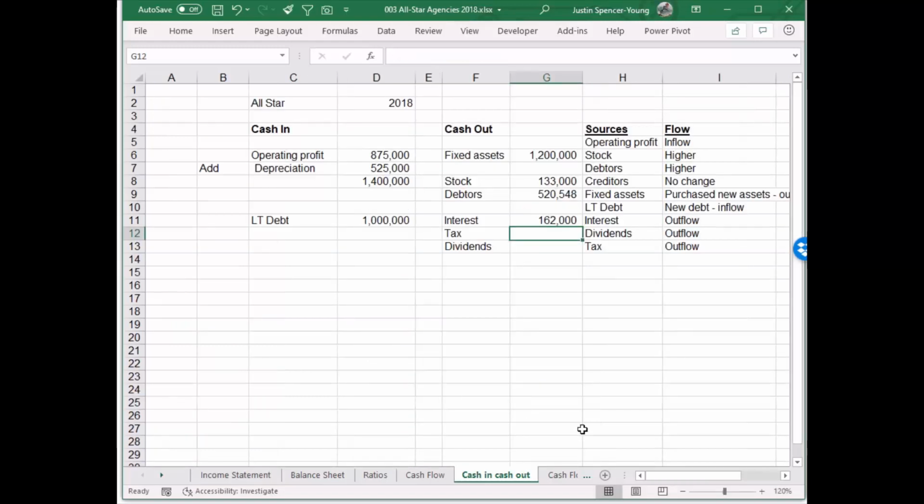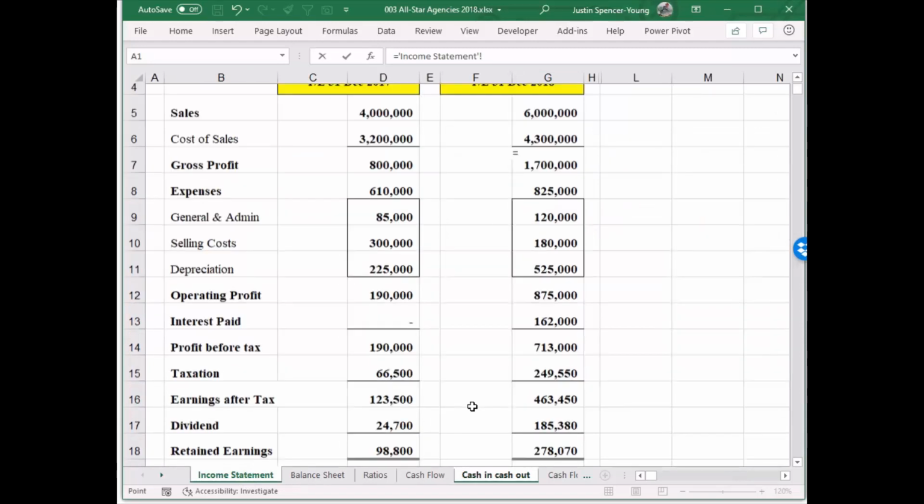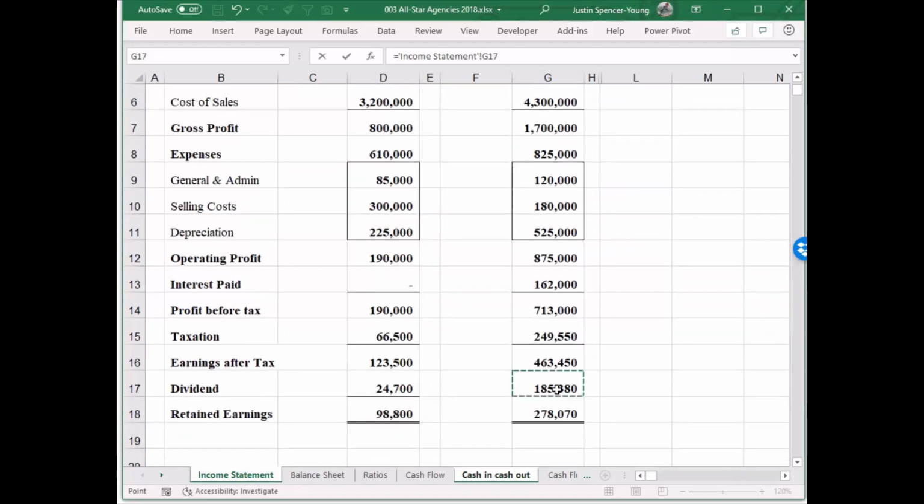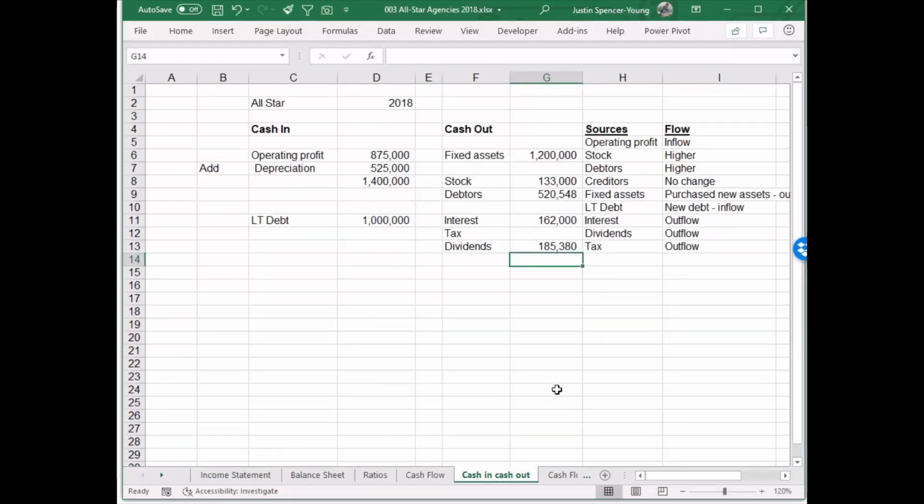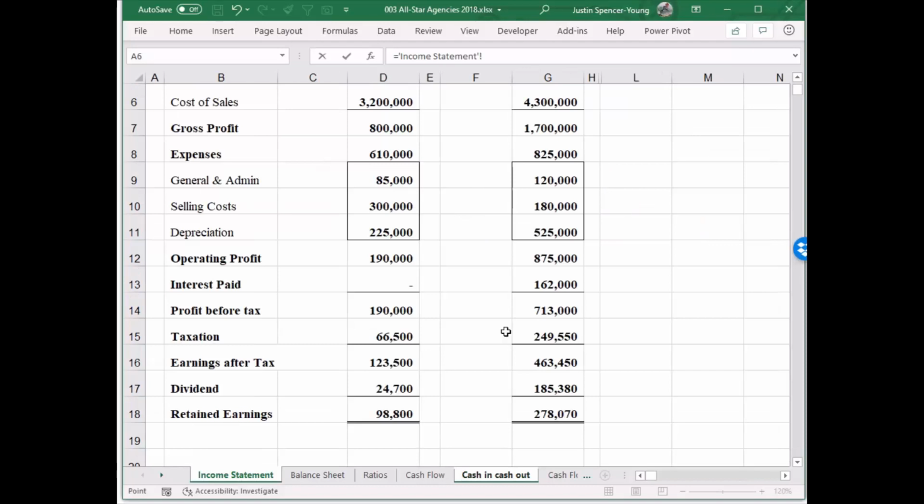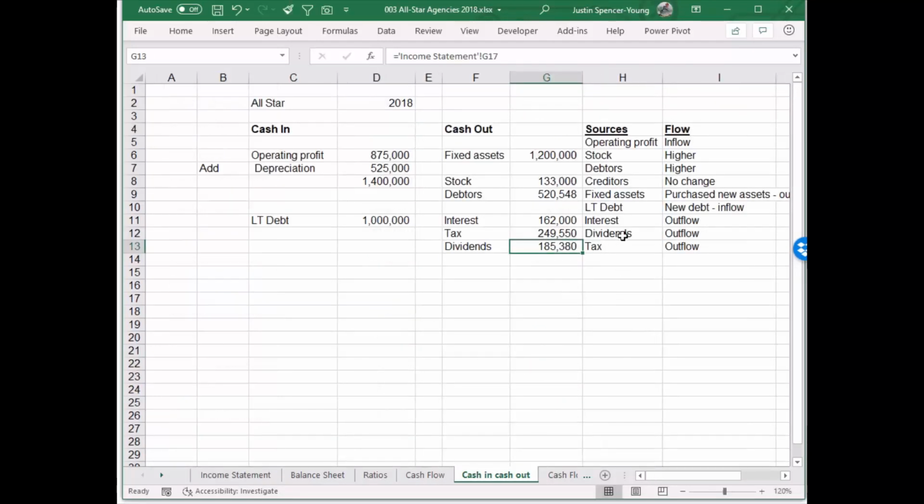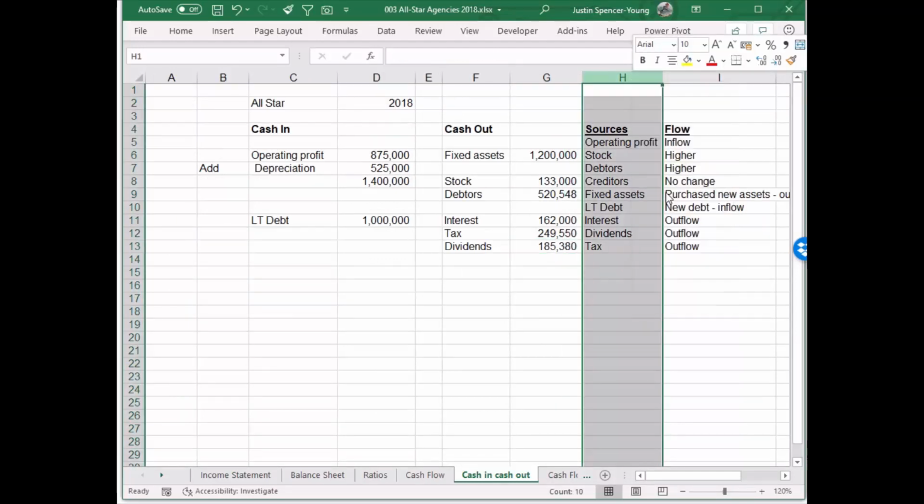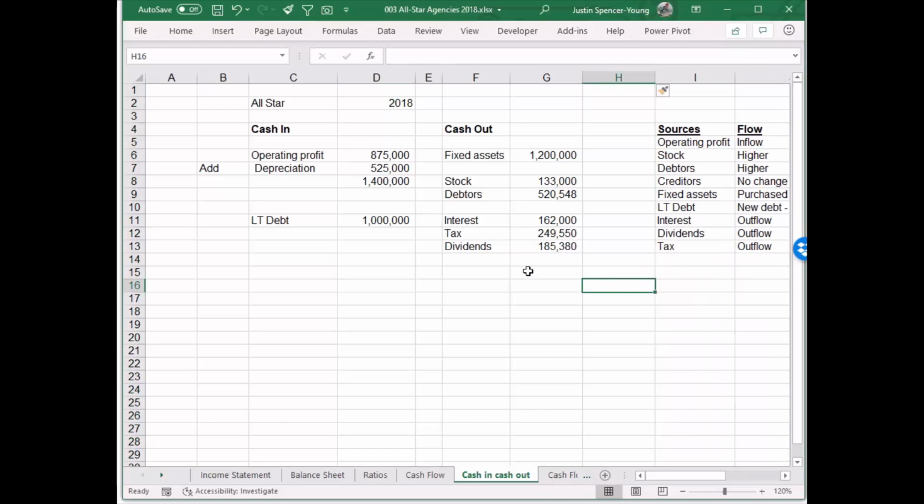We'll put that in there. The next one on our list here was dividends. That's cash flow to shareholders. So let's go to the income statement and find that dividend flow. There it is. And last of all, let's put the tax amount that was paid in there, and that taxation is 249,550. Okay, so now let's move these over a little bit just to give us some working space here.